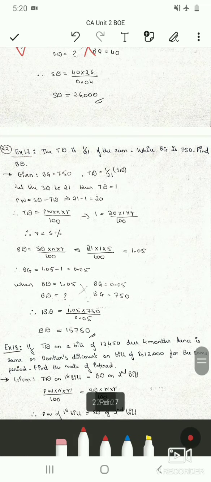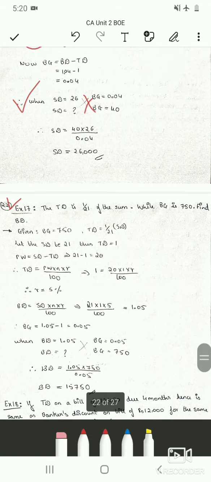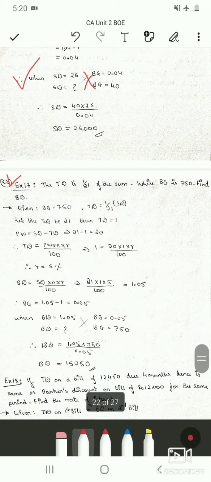So the 17th problem is also similar to the previous problem. Here they have given the true discount as 1 by 21th of the sum, while banker's gain is 750, and they have asked to find out banker's discount. Earlier they had asked to find out sum due, and here they have asked to find out the banker's discount.